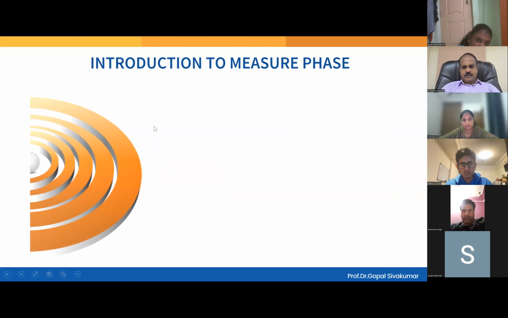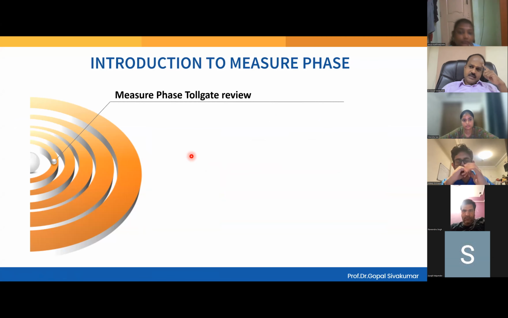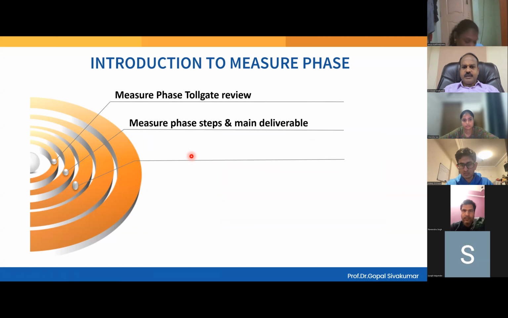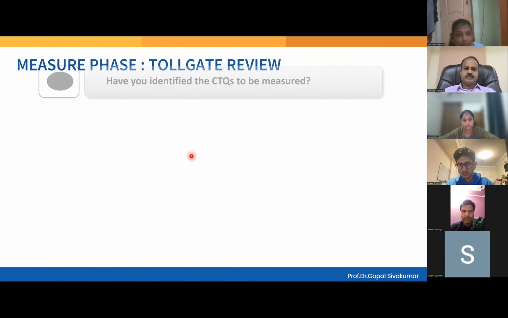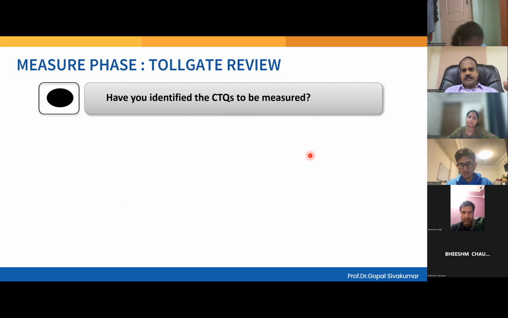Yes, sir. So, introduction to the measure phase: tollgate review, steps and the deliverable, and then the tools. Again, in the measure phase, your understanding of the CTQ must become very, very clear. You should have clarity on the CTQ. Clarity in the sense that you should even be able to tell what will be the unit of measurement for your CTQ, right?